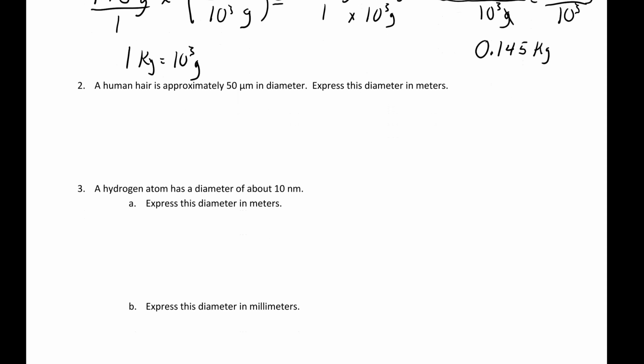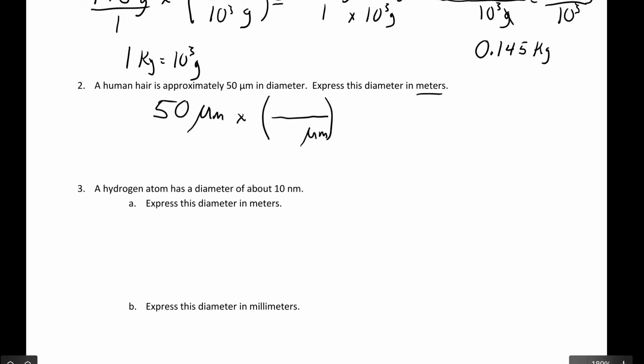So let's try that like this. A human hair is approximately 50 micrometers in diameter. What is that in meters? So you write the number down, multiply by parentheses. Where do you put the unit? It's in the numerator here, so I want it to cancel out. So I'll put it in the denominator here.